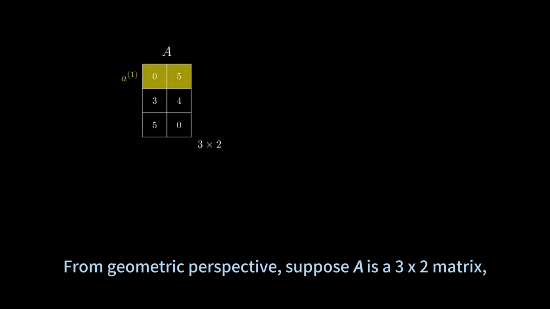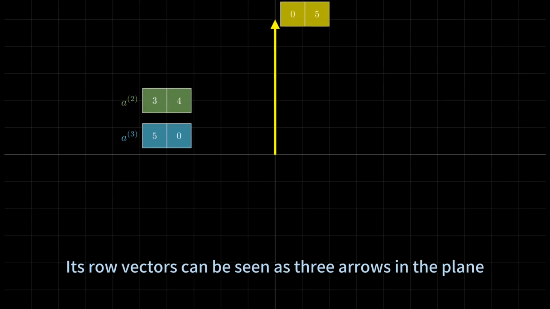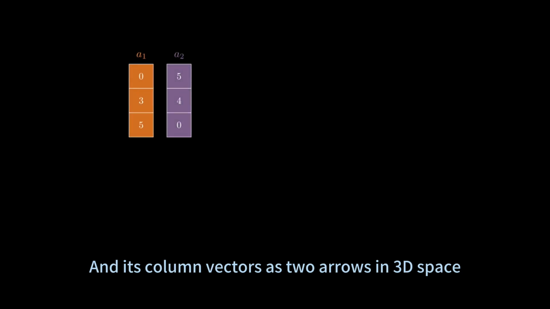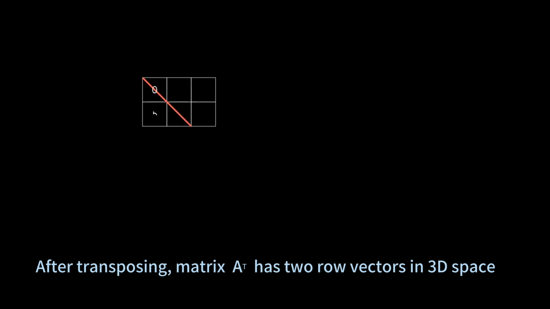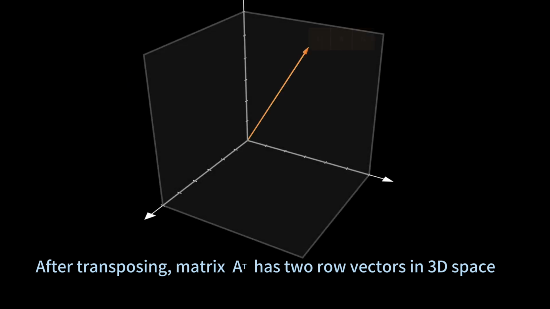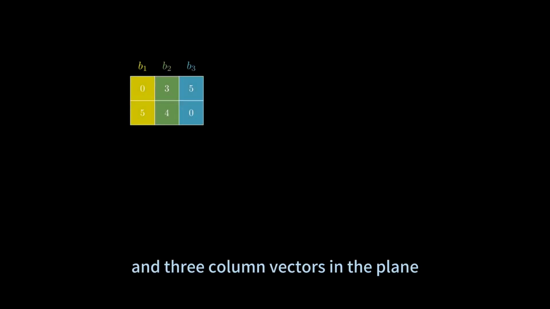From a geometric perspective, suppose A is a 3 times 2 matrix. Its row vectors can be seen as 3 arrows in the plane, and its column vectors as 2 arrows in 3-dimensional space. After transposing, matrix A transpose has 2 row vectors in 3D space, and 3 column vectors in the plane.